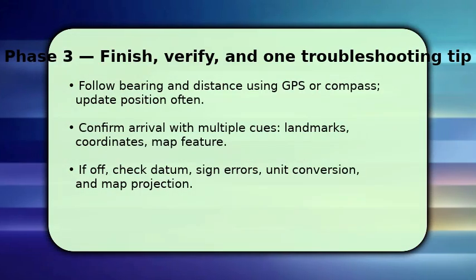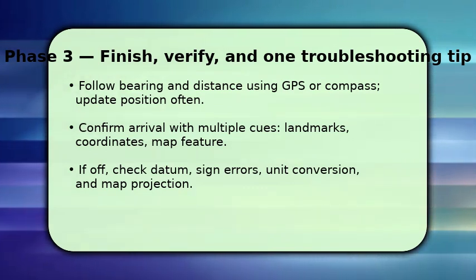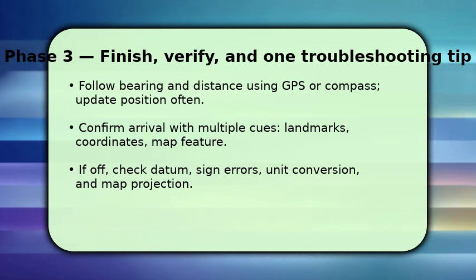You complete the task by following the computed bearing and distance with your chosen tool, GPS for direct guidance or compass and pacing for low-tech navigation. As you approach, recheck the coordinates on your device and compare visible landmarks to the map to confirm you're at the intended spot. Once there, save a waypoint and note the approach.